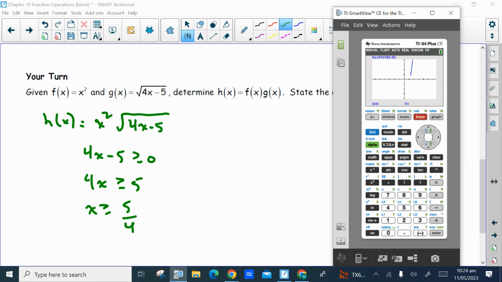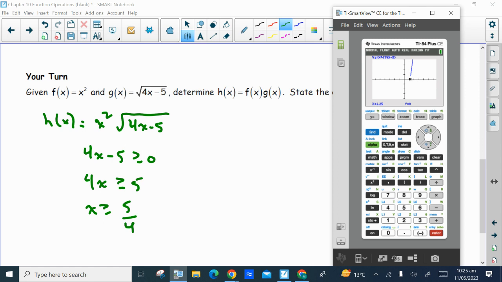Let's go into the trace mode. We said that this graph starts at positive 5 quarters. X has to be greater than or equal to positive 5 quarters. So once we're in the trace mode, if we let x equal 1.25, which is positive 5 quarters, that is the value of y being 0. That's where this graph starts.